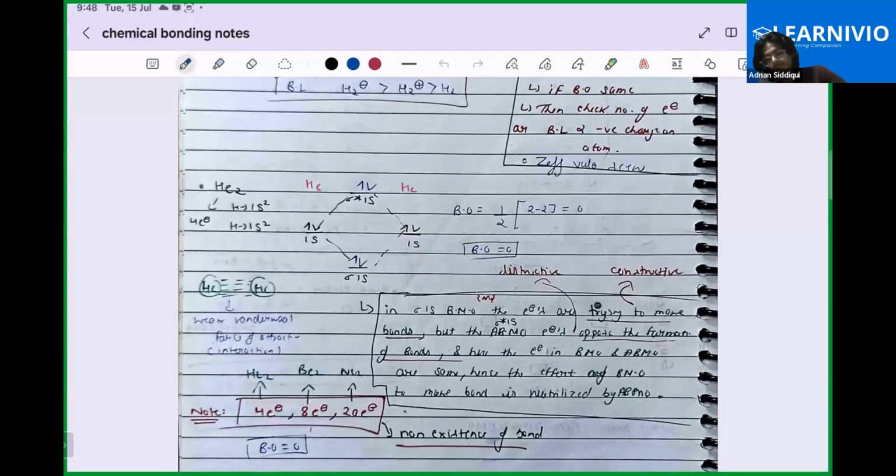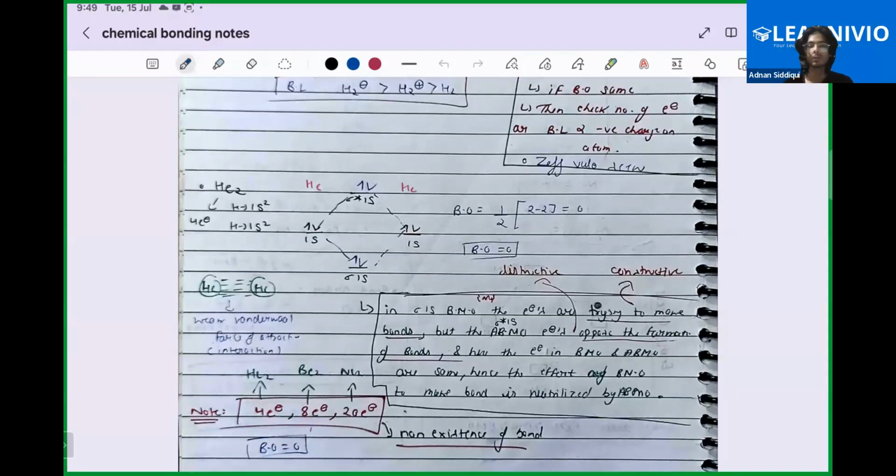So two electrons. How will it go to the upper state, like the sigma star? It will depend on the number of electrons. Suppose you have four electrons, so automatically you will exhaust the 1s orbital. So you have to go for the next one.